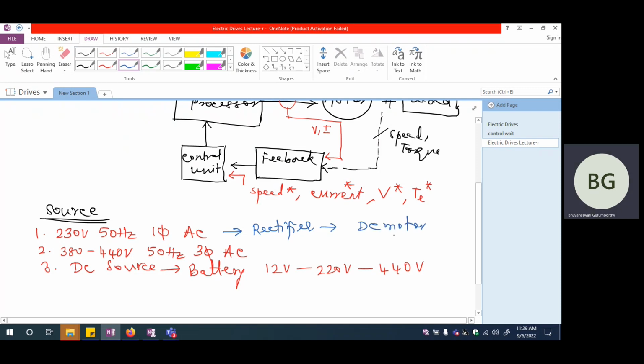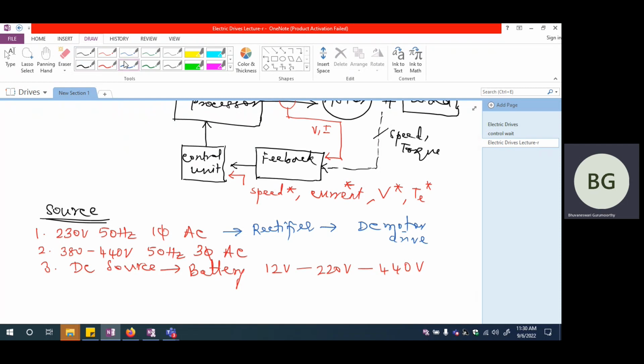So the power processor choice and the source, both of them decide ultimately the kind of drive that you want to employ in your industry, and also what is the range of the speed and torque and power levels that you want to have. All those things ultimately have to decide the choice you make for your particular application.